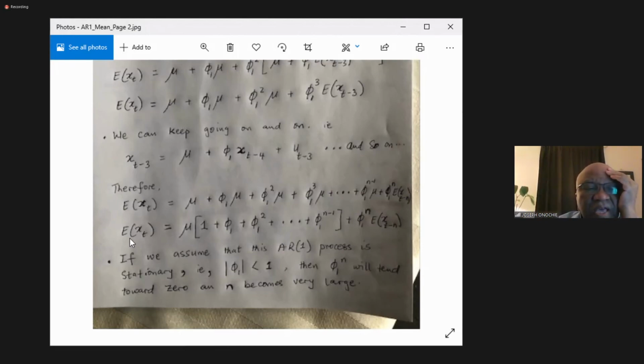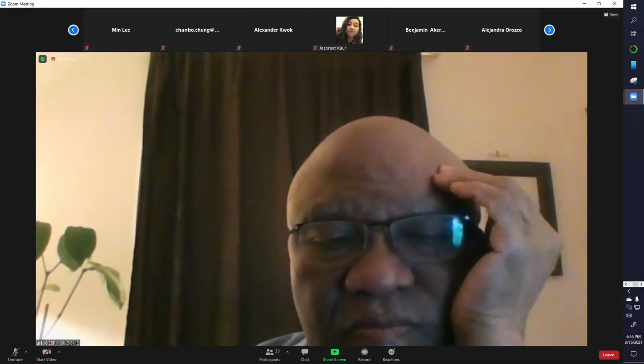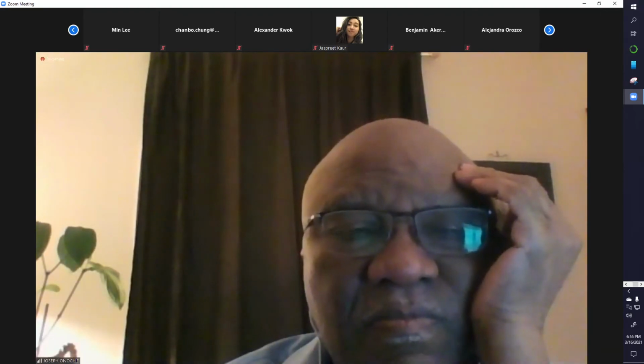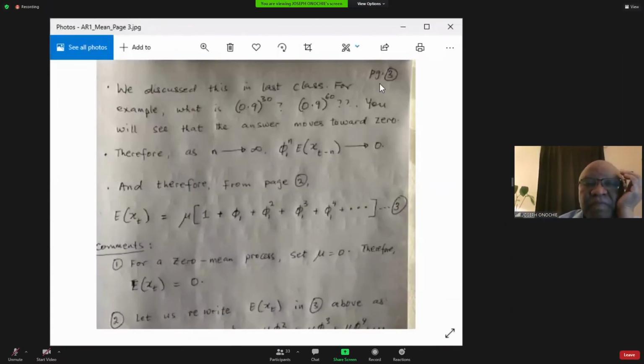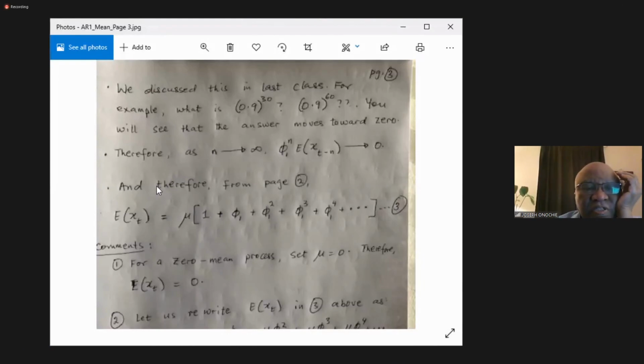Therefore, the average value of the AR1 process is given by only this thing here, because this one cancels out for large n. All right. So now I'm on page 3, okay? We're saying that because this tends to 0, the expected value of our AR1 process is given by this.